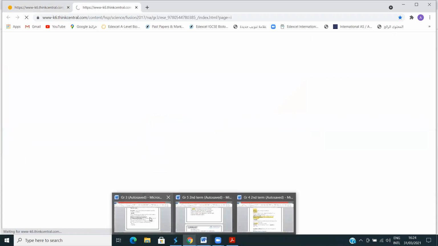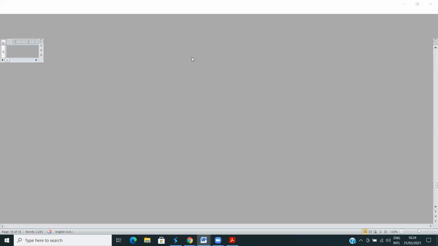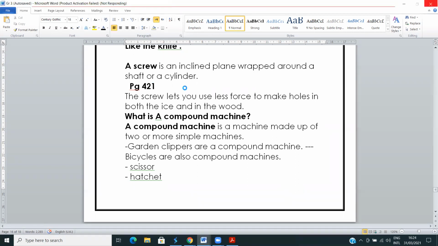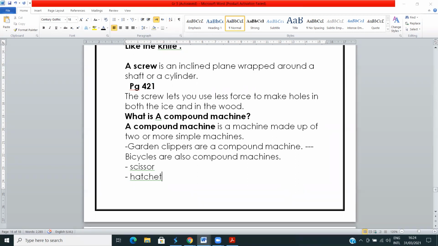First, grade 3. We talk about simple machine and compound machine. What is the difference between simple and compound machine? That's our unit here. I will give you an idea, then I will ask. Okay.